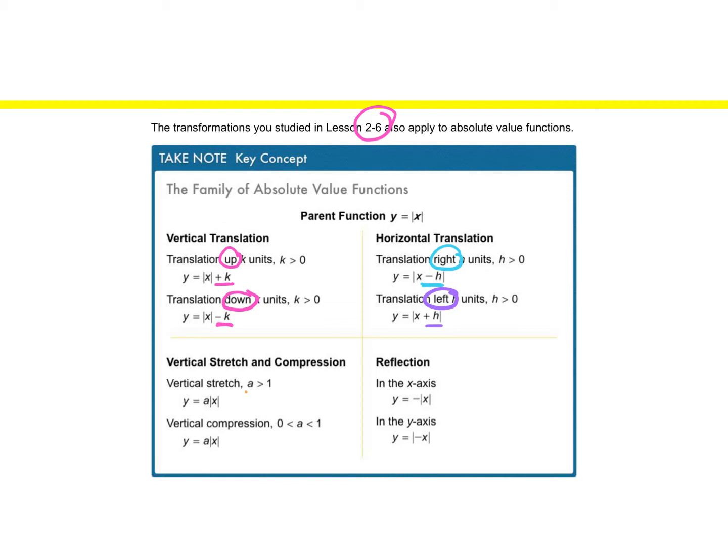If we multiply by a number greater than 1, it's a stretch. If we multiply by a number in between 0 and 1, it's a compression. And then if you multiply by a negative, if it's on the outside, you have a reflection on the x-axis. If it's on the inside, it's a reflection on the y-axis.